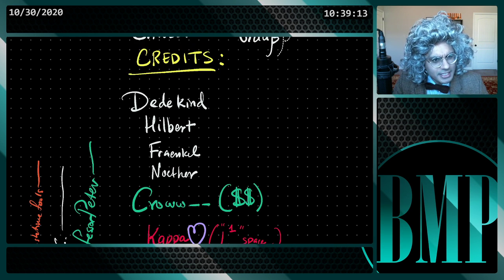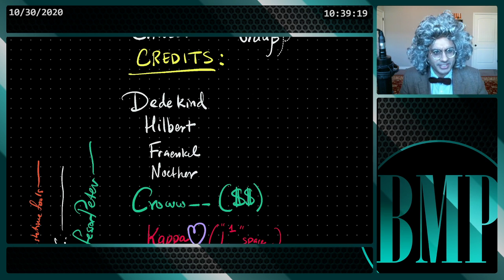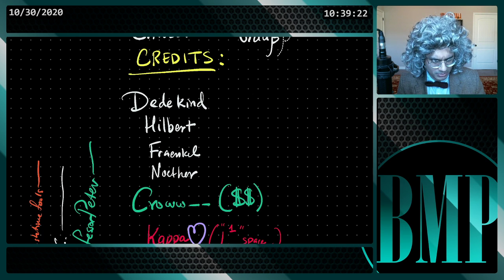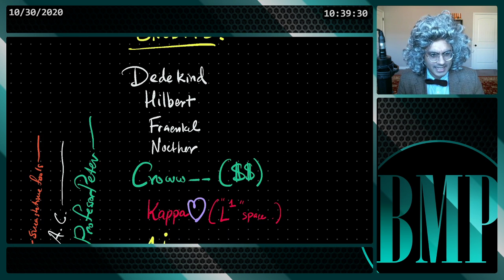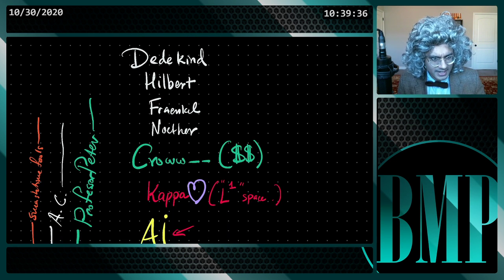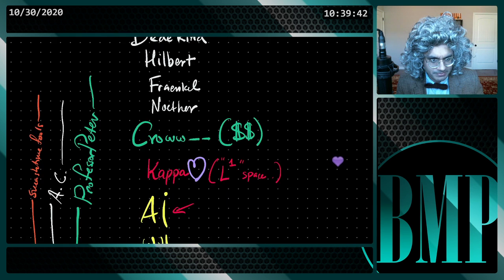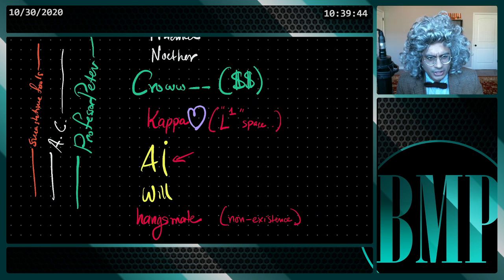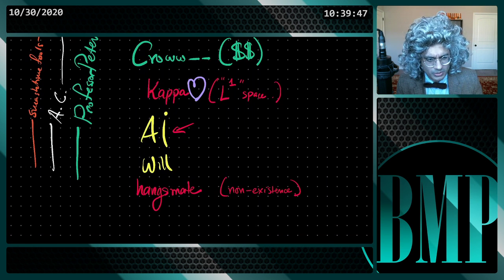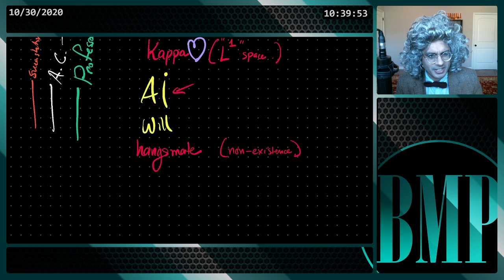Oh, credits. These people are the parents of ring theory. Dedekind, Hilbert, Fraenkel. And then Crow comes right afterwards for cash money reasons. And then Kappa for all of Kappa's great contributions to the channel. AI, Will. Usual suspects. Students, former students, friends. Hangsmate. We don't really talk about them much.